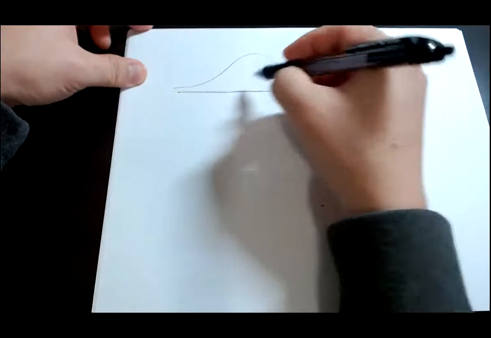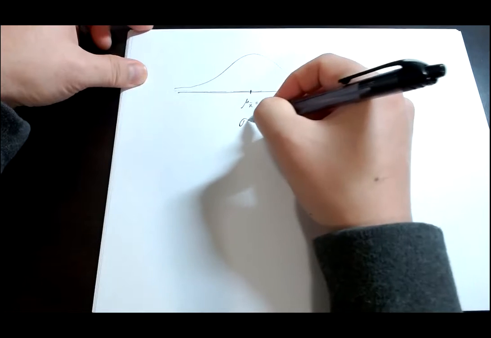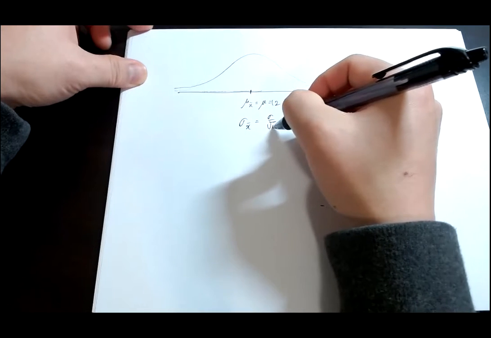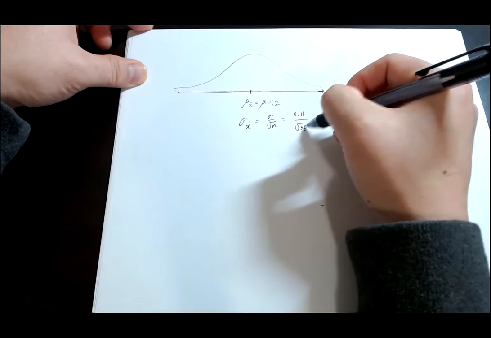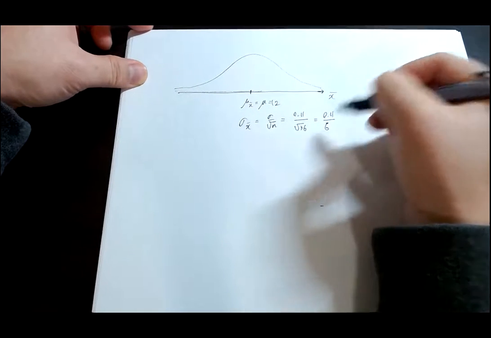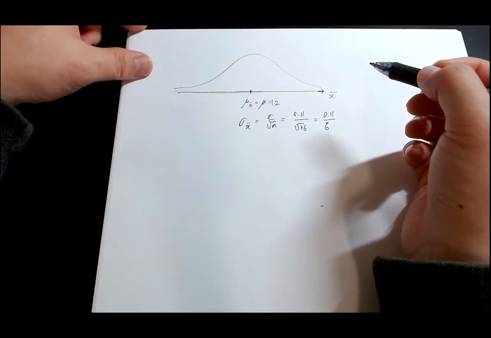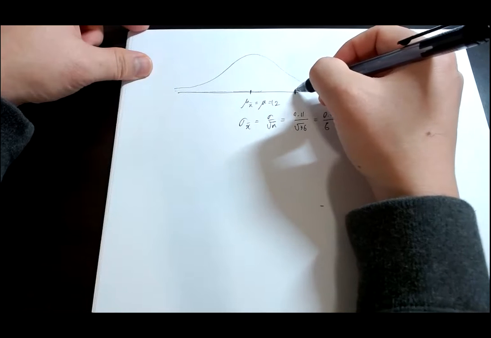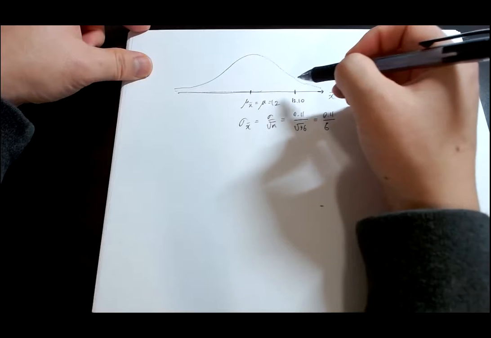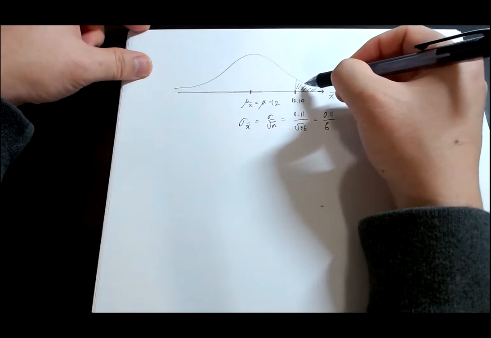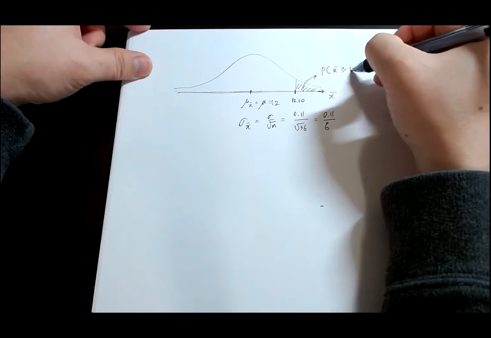In the graph here, we can say this is x bar. Here mu x bar is equal to mu, which is 12, right? And sigma x bar is sigma over the square root of n, which is 0.11 divided by the square root of 36, which is 6, right? And 12.10 is maybe right there. Then we just figure out the area on the graph. That's the probability that x bar is greater than or equal to 12.10.